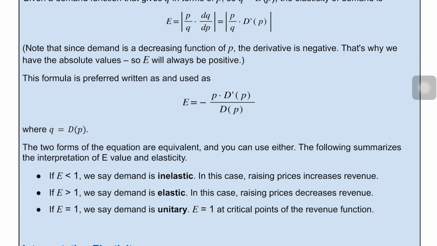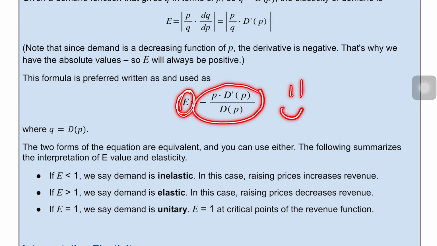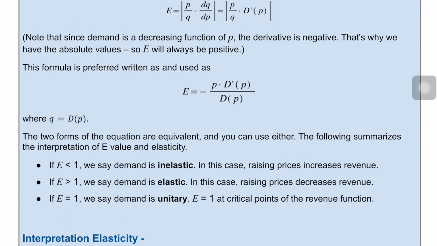So we get this elasticity function, right? So the elasticity value is E, and can be found using this formula. This is a very preferred formula, and we use it often. So these two formulas are equivalent, but this one is much easier for us to work with. So the following points summarize the interpretation of the E value with elasticity. If your E value is less than 1, we're going to say that the demand is inelastic, kind of like the example that we had over there for the discovery.